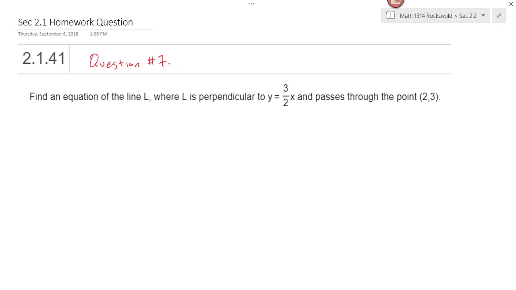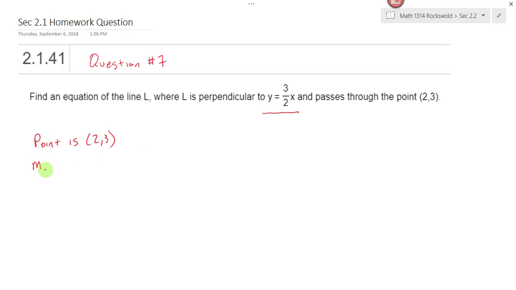The question was asked about question number 7 from section 2.1. The instructions say to find an equation of a line L where L is perpendicular to this line and passes through this point. In order to write an equation of any line, you need two things. You need a point and you need a slope. Our point is the point (2, 3).